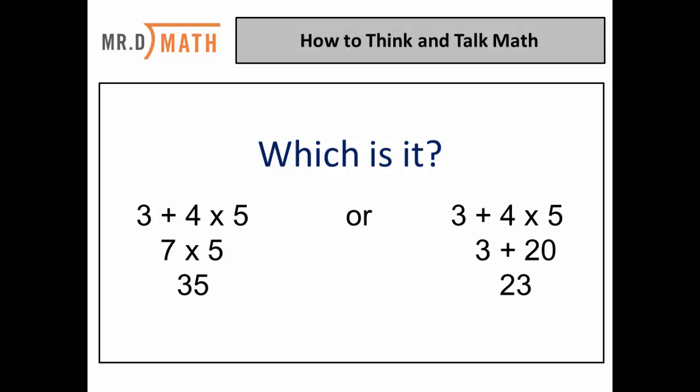Well, apply PEMDAS. You do the multiply and divide first in order from left to right. In this case, just multiply 4 times 5, which is 20. Then go back and do the addition, 3 plus 20, which is 23.